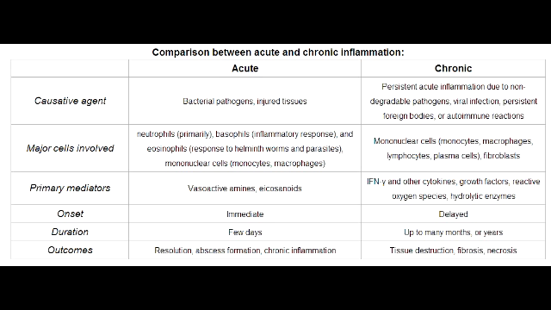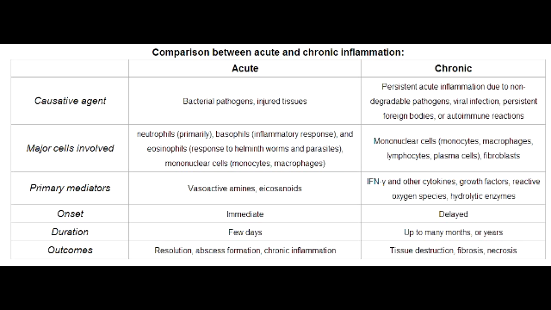Describe the onset and duration of acute inflammation. Acute inflammation has a rapid onset where it starts from seconds to minutes, and it can last for minutes to days. What are the potential outcomes of acute inflammation?